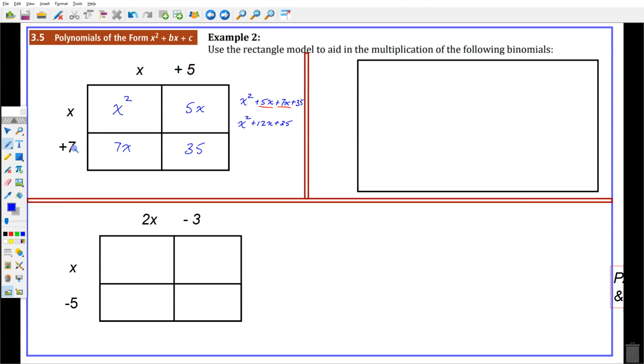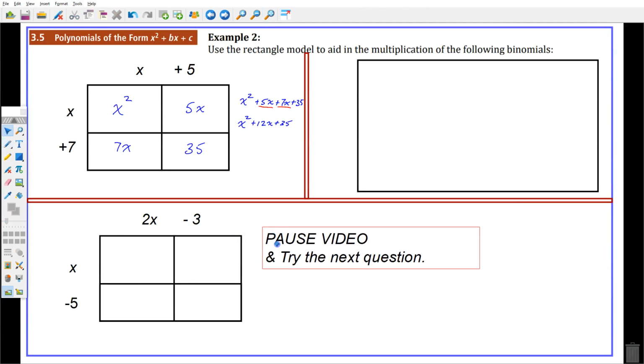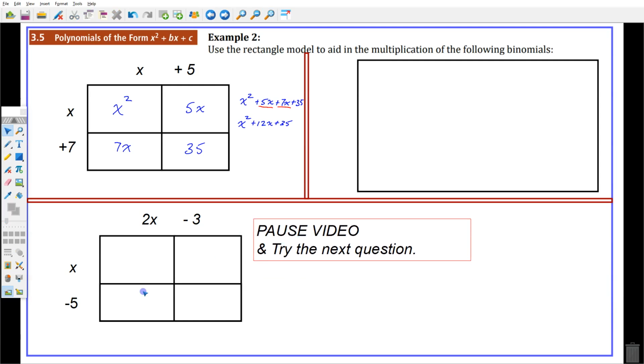All right, there is another example down here that will be done extremely similarly. If you want, pause the video and try this question, then unpause it when you're done and see if you did it correctly.